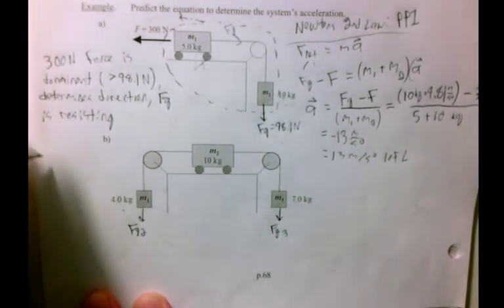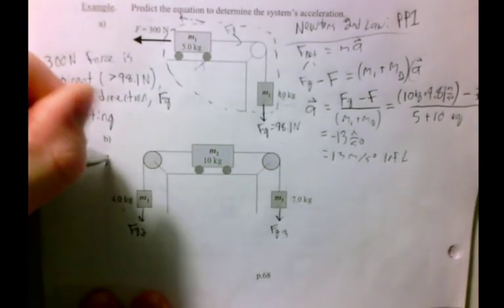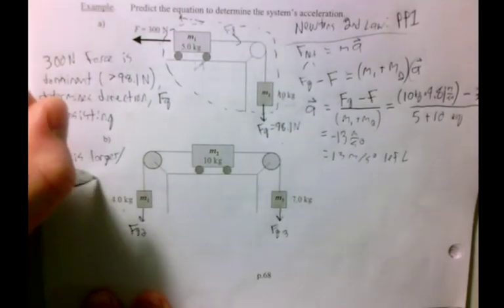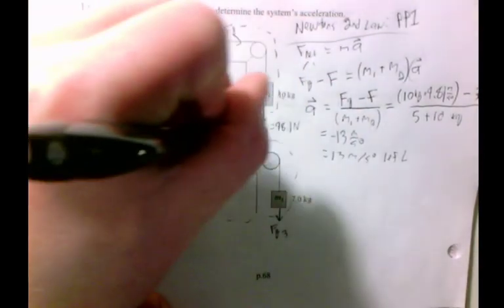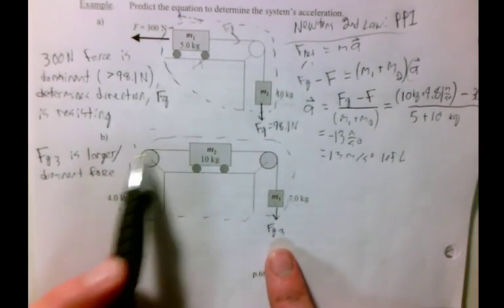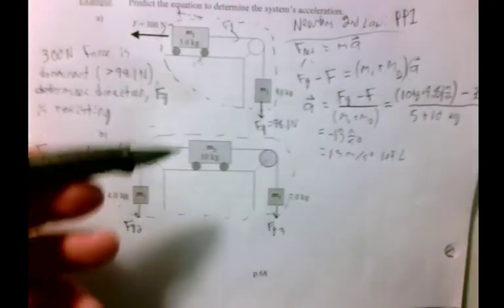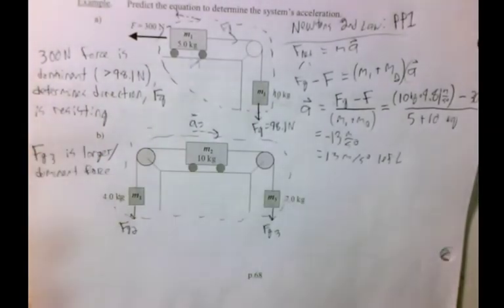So Fg3 is larger, and that'll be our dominant force. When we look at the entire system and how it's accelerating, our only external forces are these two forces of gravity. Everything else is internal and can be ignored. This one's bigger. It's the dominant force, so it means we'll be moving our cart to the right. We don't know the value yet, but we know that we'll be shifting here.